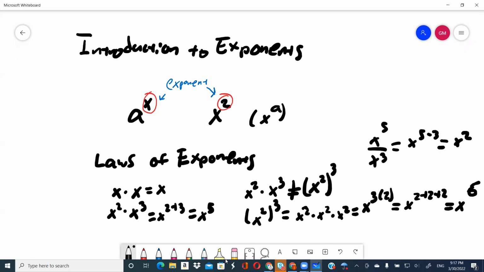But then when you have an exponent and you put another exponent outside of parentheses, you multiply the exponents.